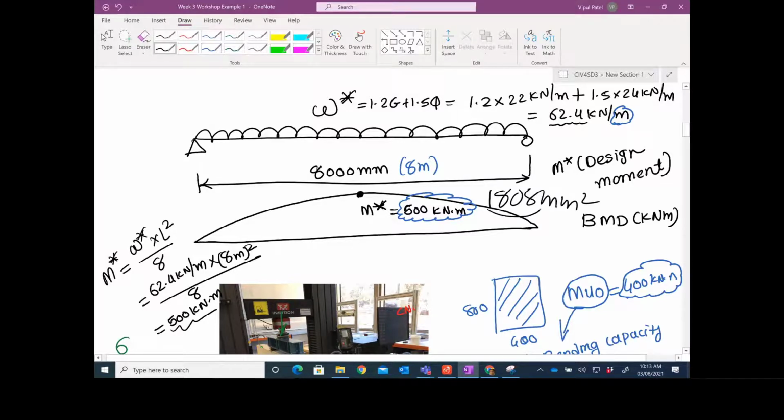But that's 1808 millimeters square. That is for 500 kilonewton meters. What about the moment here? That is very small compared to 500. So why do you need the same amount of reinforcement going across here?